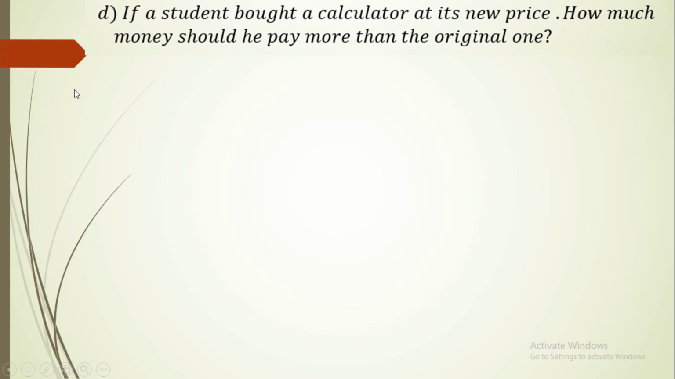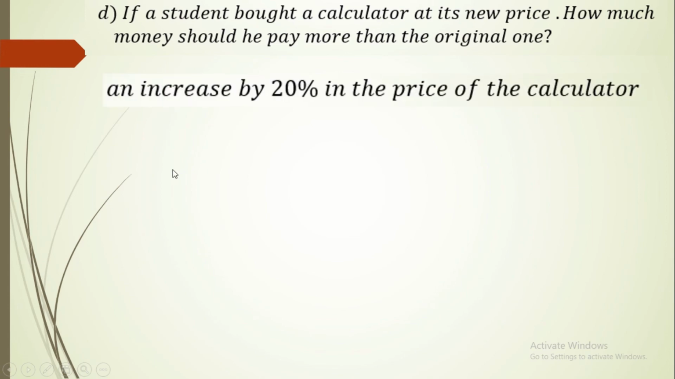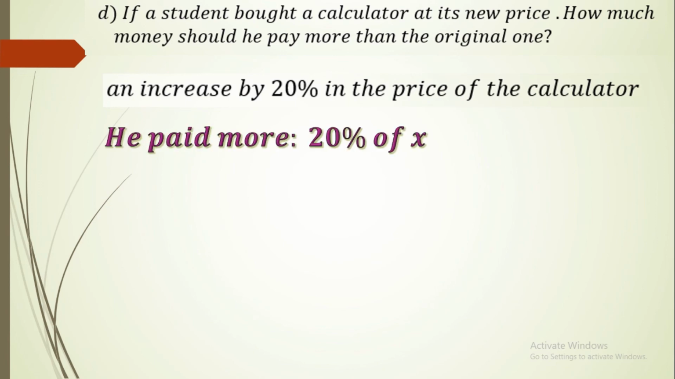Now in part D, if a student bought a calculator at its new price and not at its original price, how much money should he pay more than the original one? Note that the price of the calculator increased by 20%. So he should pay 20% more. How much money did he pay more? He paid 20% of x.